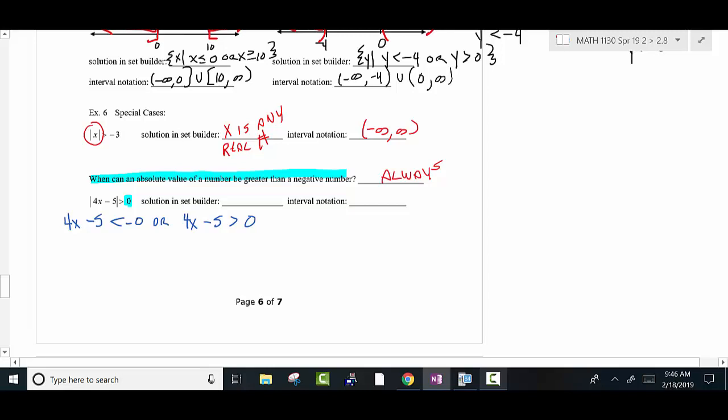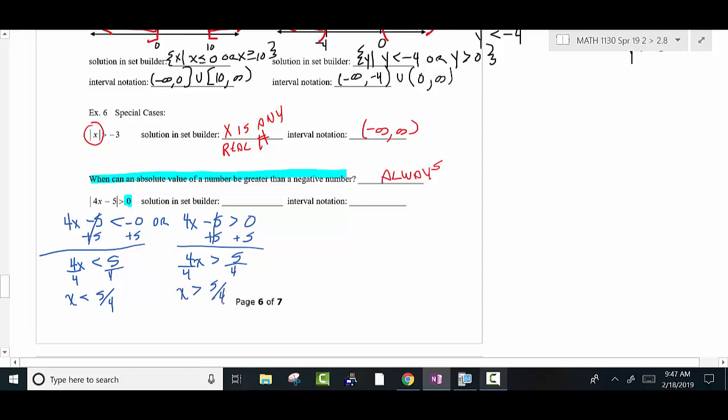So if you solve these two inequalities, you would add 5 there. That would give 4x less than 5. Then you'd divide by 4, so you'd end up getting x is less than 5/4. That's definitely a part of the solution. If you go over here and add 5 to both sides, you'll end up having 4x greater than 5. Then if you divide by 4, you get x is greater than 5/4.